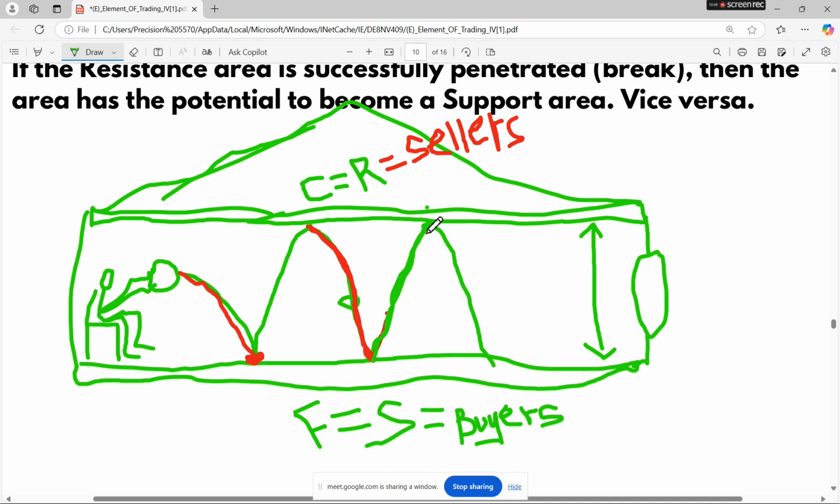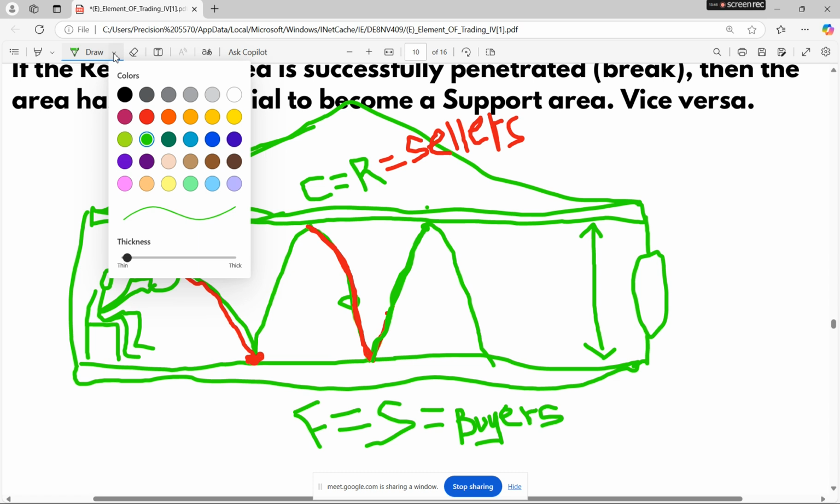Then when the market reached the resistance zone, sellers got in. So at the support level, buyers are ever waiting there. You cannot see it with your naked eyes, but buyers are ever waiting at the support zone. And when we are trading, we buy from support.